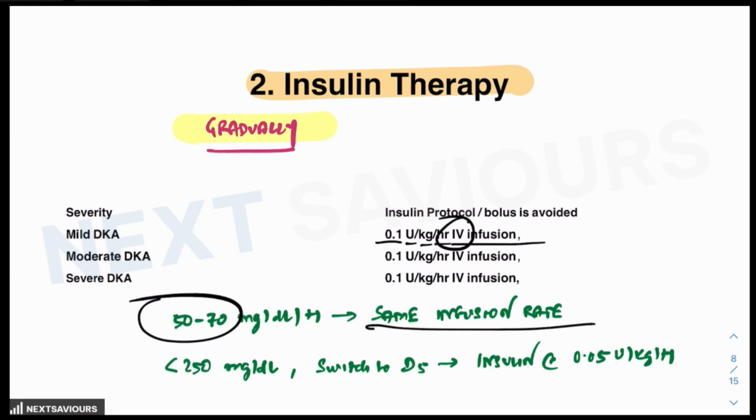And once the glucose is less than 250 milligram per deciliter, then switch to D5 and continue insulin at the rate of 0.05 units per kg per hour. And you have to monitor every 1 to 2 hours.